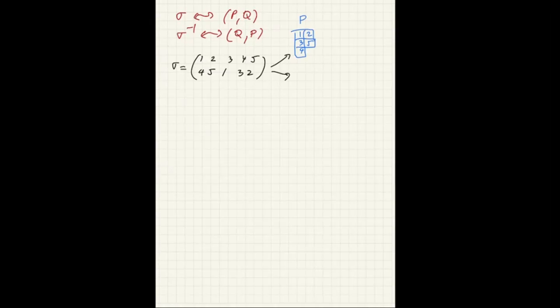So this is the P, and the Q, which has the same shape, but it's 1, 2, 3, 4, 5. And now what I want to show you here is what happens when we look at the permutation sigma inverse, which we obtain by just flipping the rows of sigma. If you arrange them increasingly, you get that this is going to be 3, 5, 4, 1, 2.